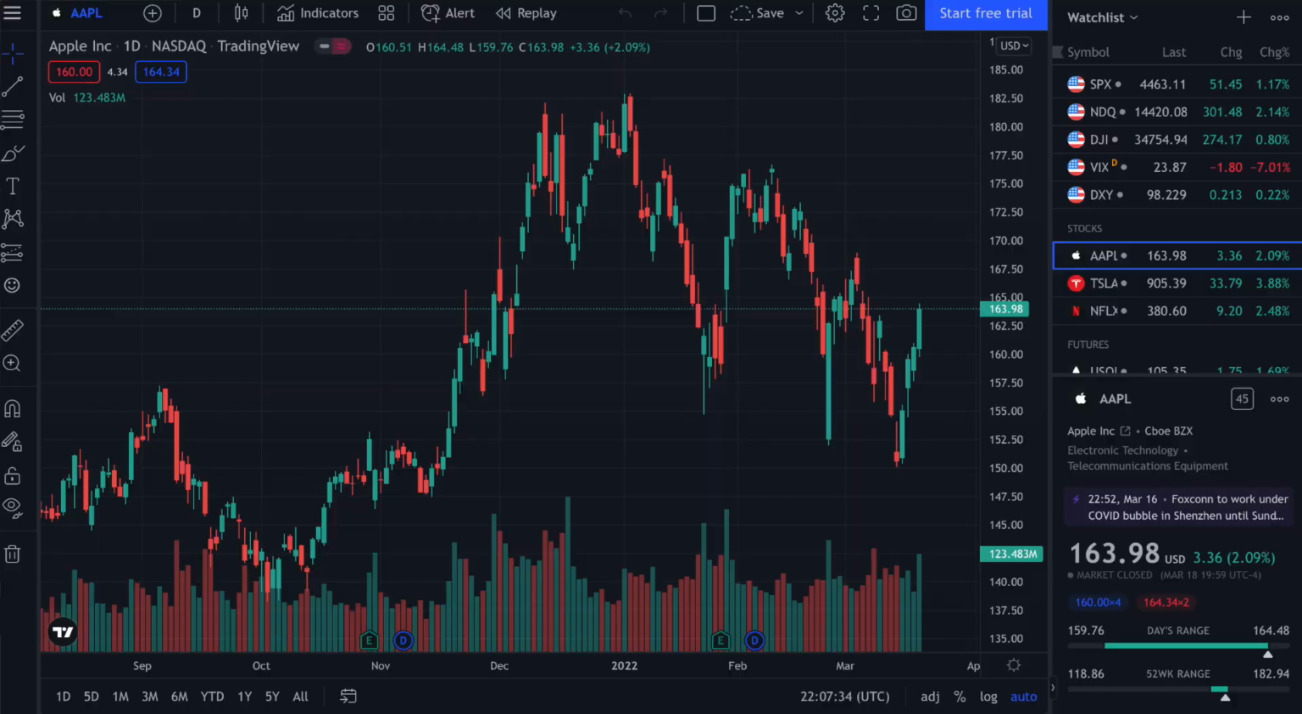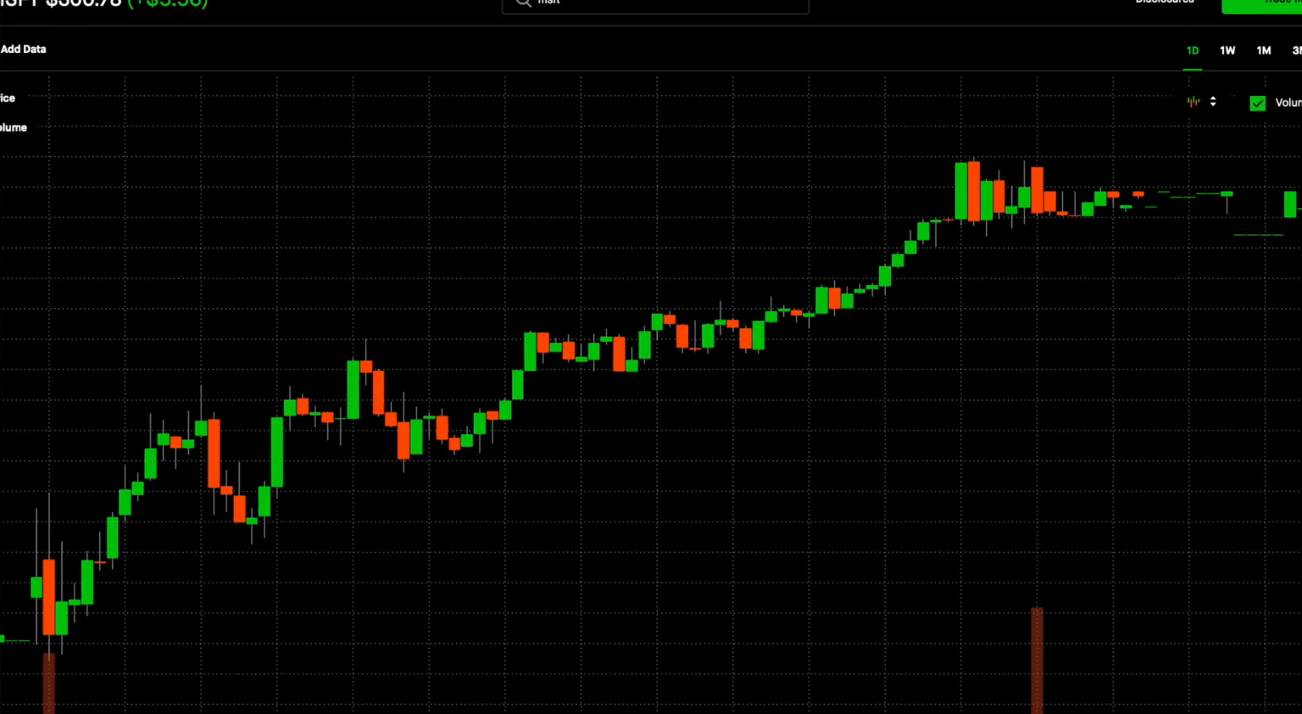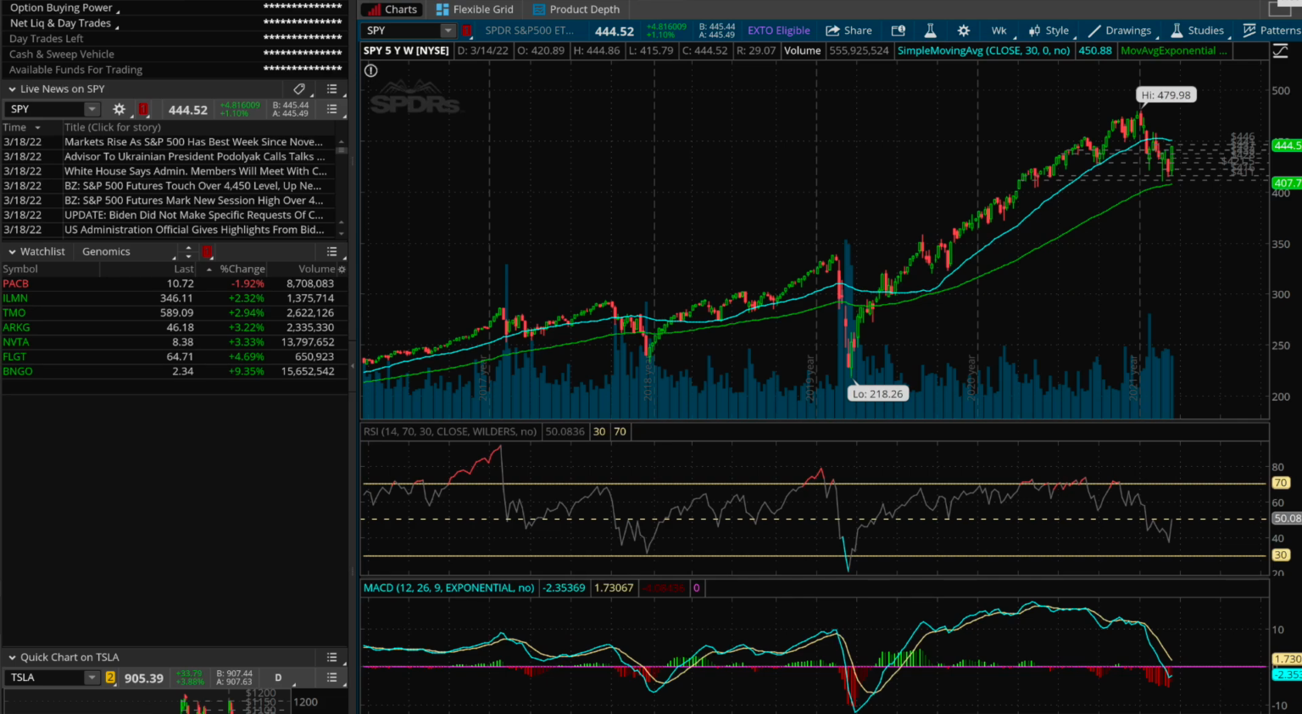The first and probably the most important tool that I use is going to be price charts. And there's a ton of different systems out there, from TradingView to Yahoo Finance, Robinhood, albeit not the best. And then you have Thinkorswim, which is the one that I use. And the reason that I use Thinkorswim is because there's a ton of different tools out there for it.